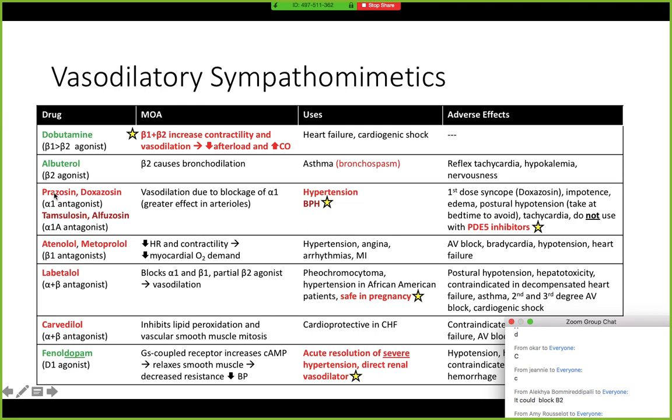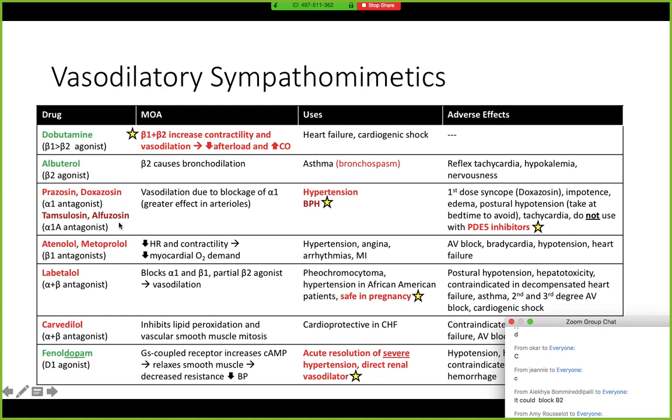Okay, next is going to be prazosin and doxazosin, which are your alpha-1 antagonists, and then tamsulosin and alfuzosin, which are your alpha-1A antagonists. These two are used primarily in the treatment of BPH, where prazosin and doxazosin are for hypertension, although I think doxazosin can help with BPH too. Don't quote me on that.